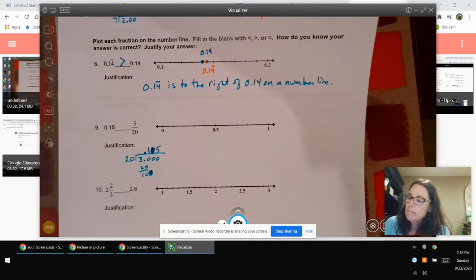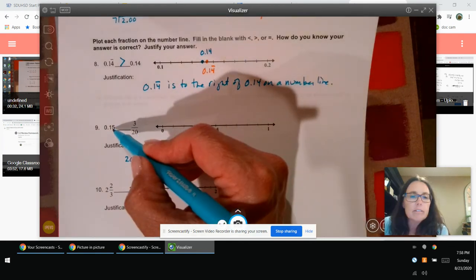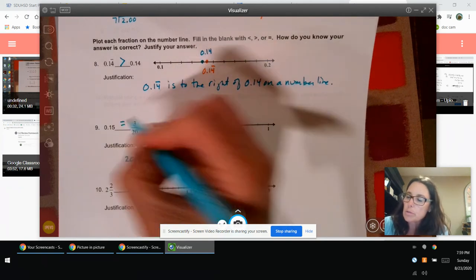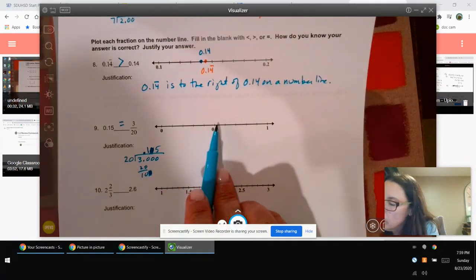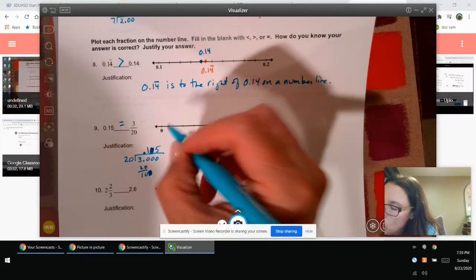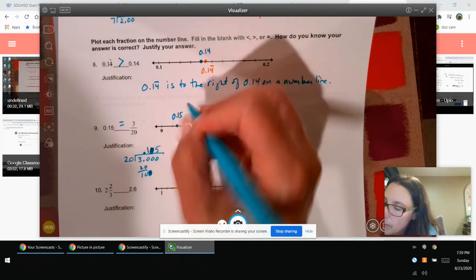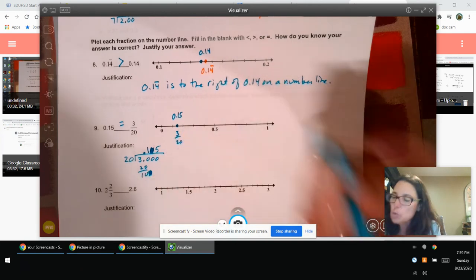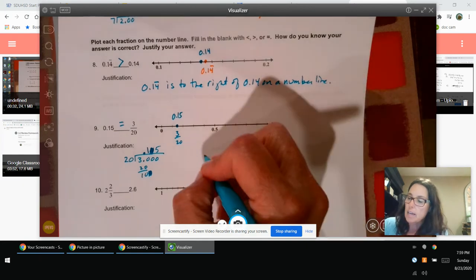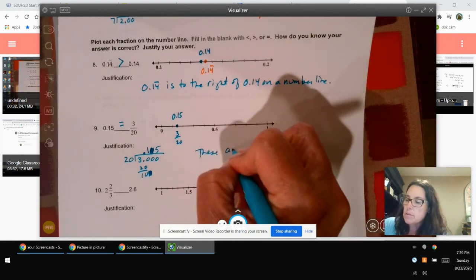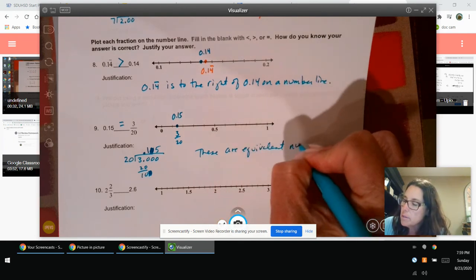Okay, so 0.15. Now, if 3/20 is 0.15, that is equal to... Okay, so this is 0.1, this is 0.2, so this is 0.15, and it is 3/20. They are the same number. Okay, so I'm going to just say these are equivalent numbers.